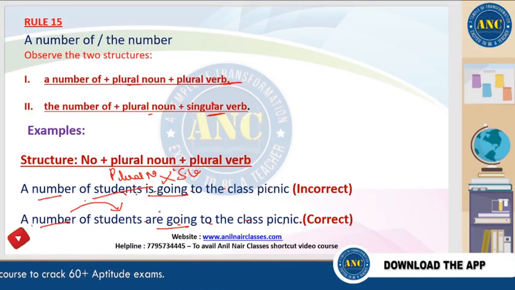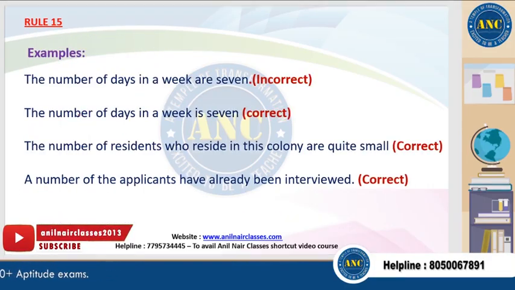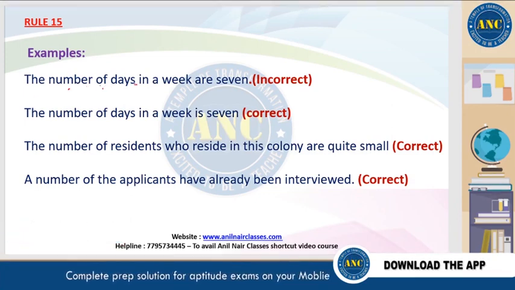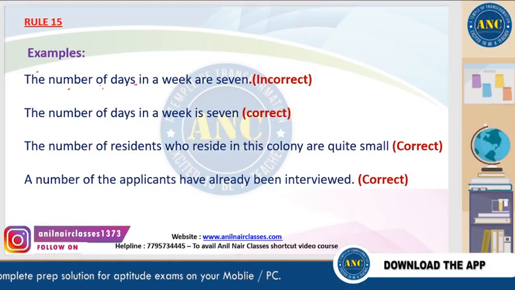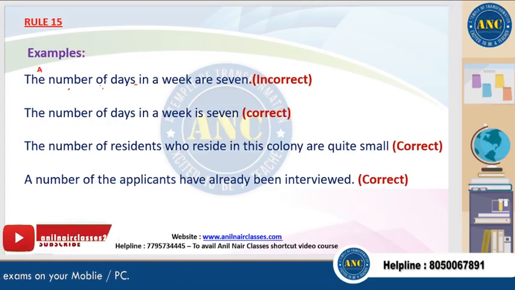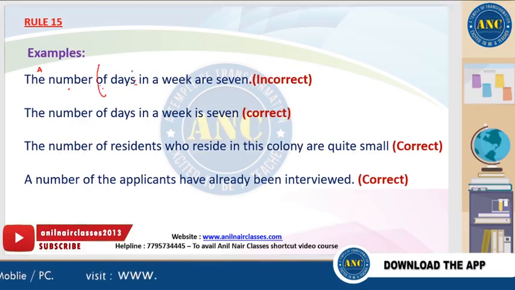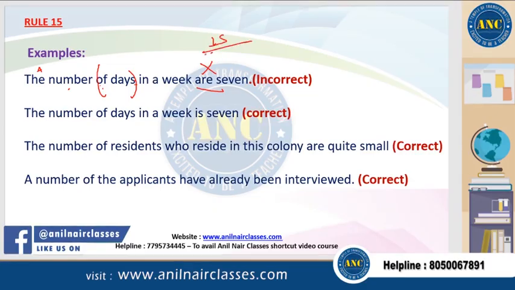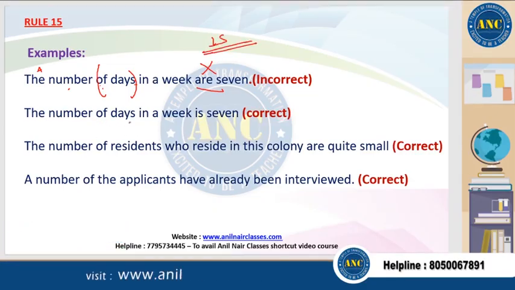Fine. Next example. Like if you see, "A number of days in a week are 7," right? Here it says "the number of days," not "a number." If it had been "a number," then "are" was fine. But now, of days, even if it is plural, we will use the singular form of the verb. So "are" is incorrect; it has to be "is." See the corrected version: "The number of days in a week is 7."